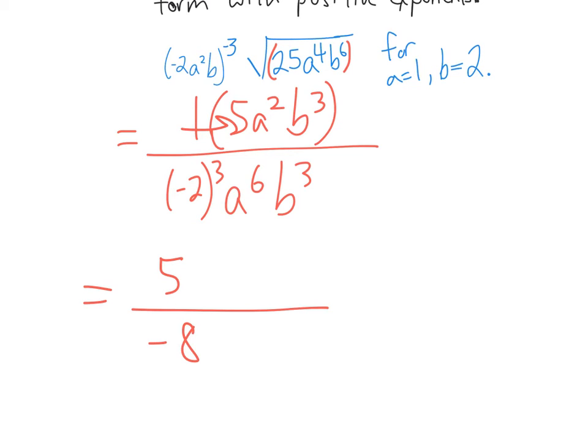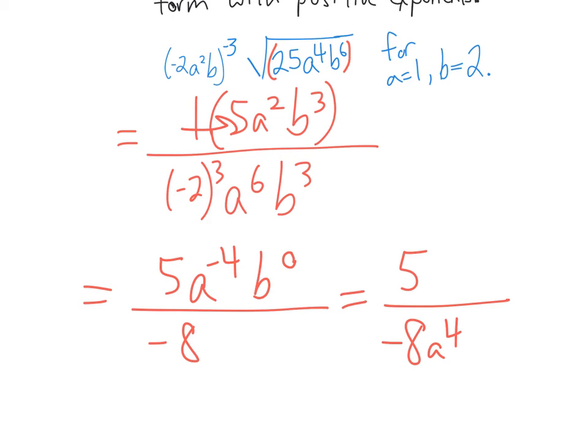So effectively the bracket's removed. And we have a to the 2 divided by a to the 6, which becomes a to the negative 4 when we subtract the exponents. And b to the 3 divided by b to the 3 becomes b to the 0 when we subtract the exponents. And if we simplify further, the 5 remains in the numerator, the negative 8 remains in the denominator, a to the negative 4 gets moved down to the denominator and it's a positive exponent, and b to the 0 becomes 1, and 5 times 1 remains as 5.